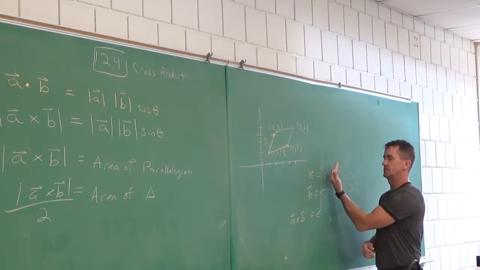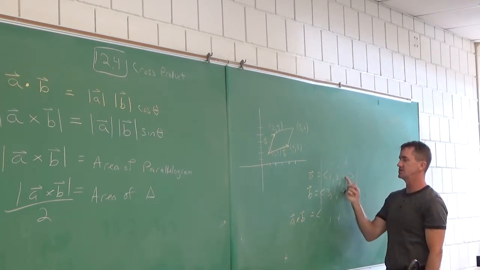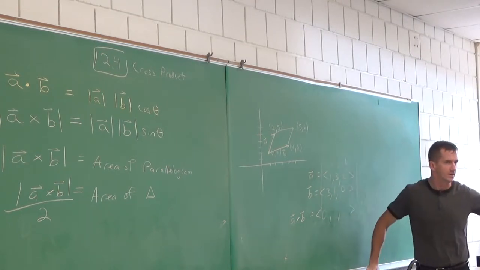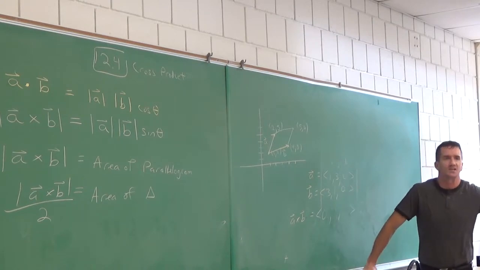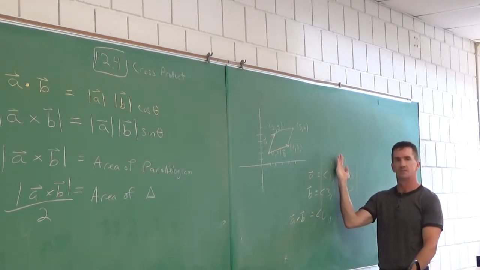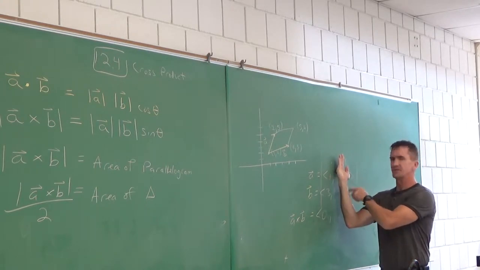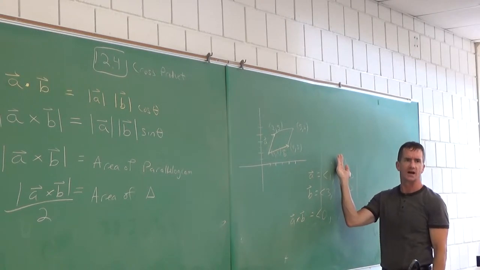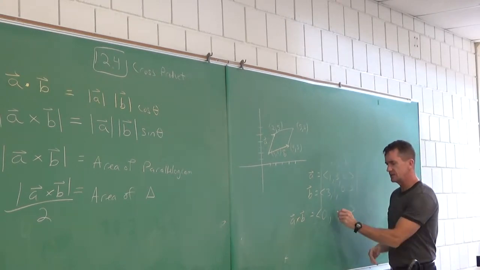Wipe out the first column. 3 times 0 minus 0 times 1 is 0. Now, when I get a 0 there, this is weird. You might be like, what am I going to get, an area of 0? Impossible. We can see it has some area. Let's just keep going. Middle component: 1 times 0 is 0, minus 0 times 3, 0, change the sign, negative 0, 0.